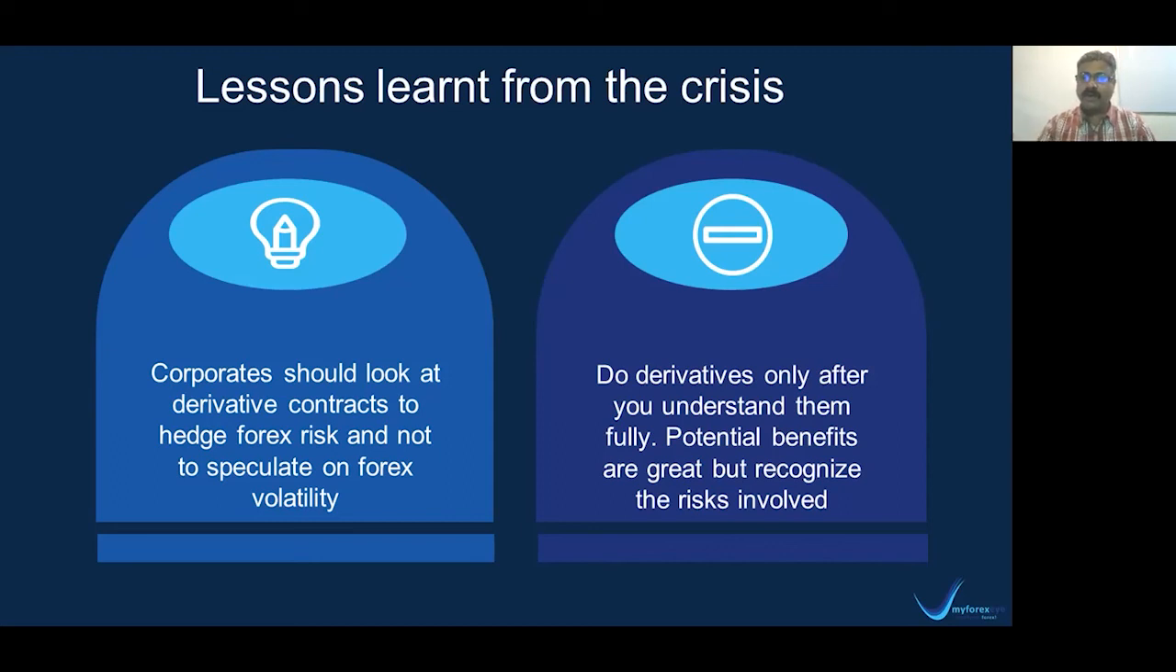The second very critical point is do derivatives only when you fully understand them. The predominant premise of the litigations was that the companies were unaware of the risks involved. They were aware of the rewards involved, but they were not aware of the risks involved. They were not aware of the exit options. So do derivatives, fantastic, very good to do it, but understand the benefits, and at the same time, understand and recognize the risks involved.